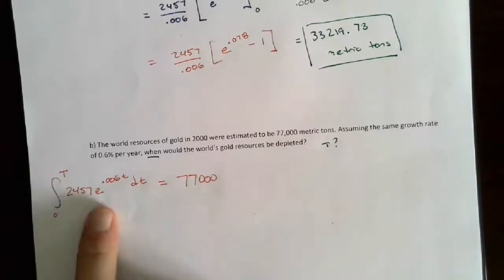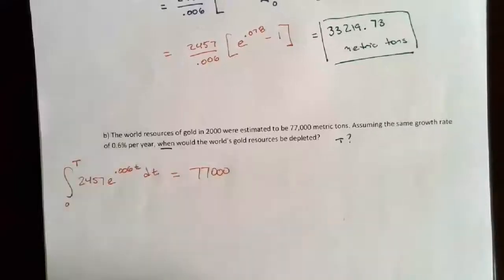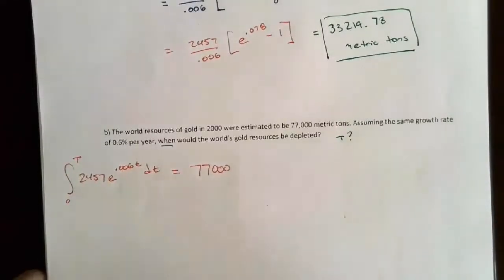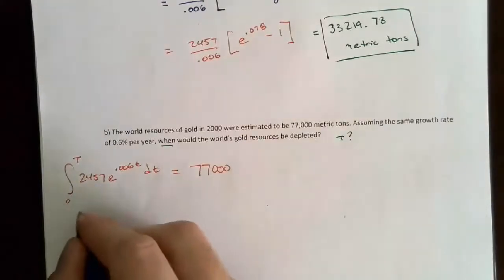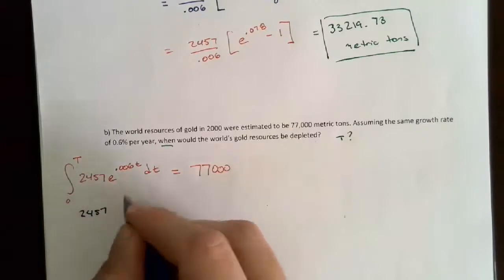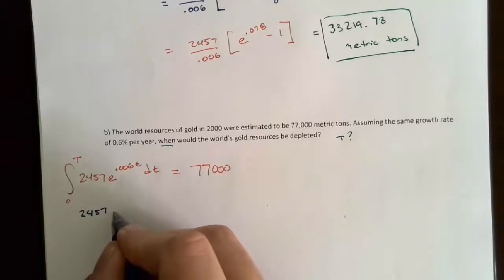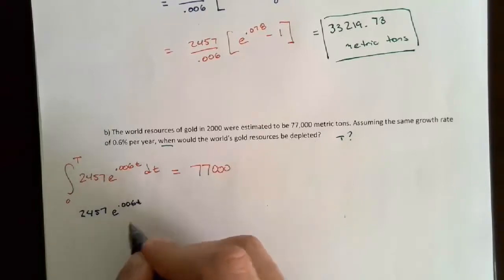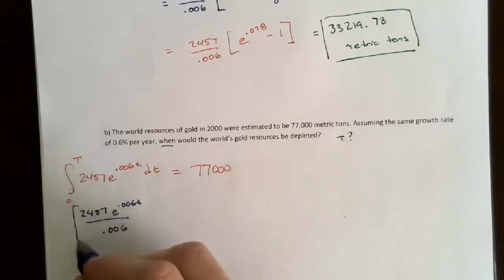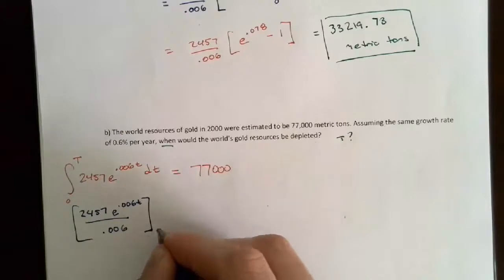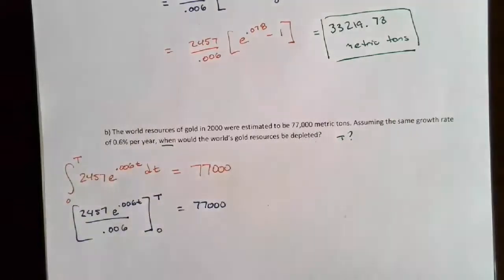Well, what we're going to do is integrate this. We're going to keep capital T in there as a variable because we're going to solve for it, and then we'll solve this equation. Integrating the left side, you'll have 2457 e to the 0.006t, since the integral of that is e to the 0.006t, and then remember you divide by 0.006. This integral we're evaluating from 0 to capital T. We know it should be equal to 77,000.